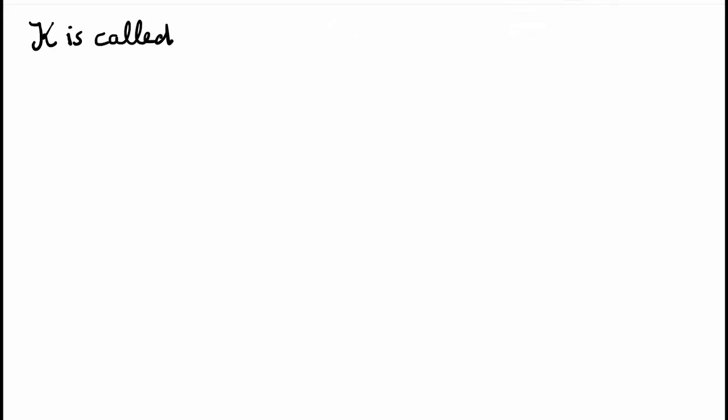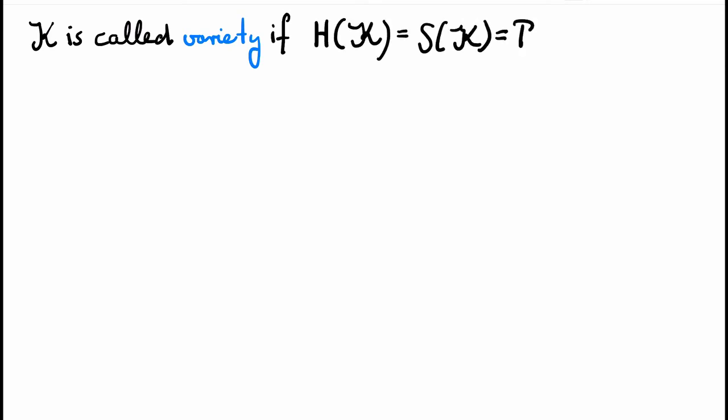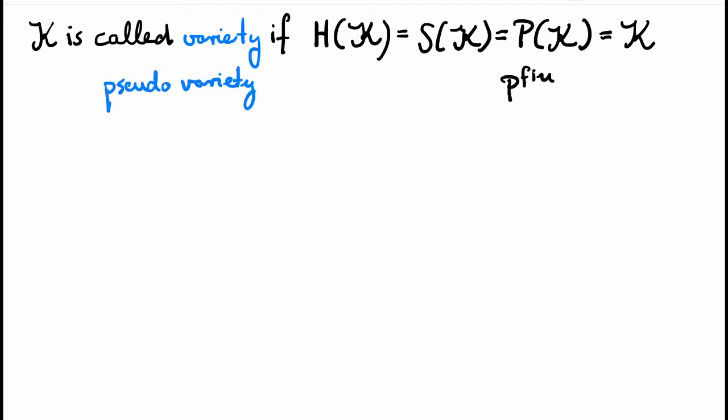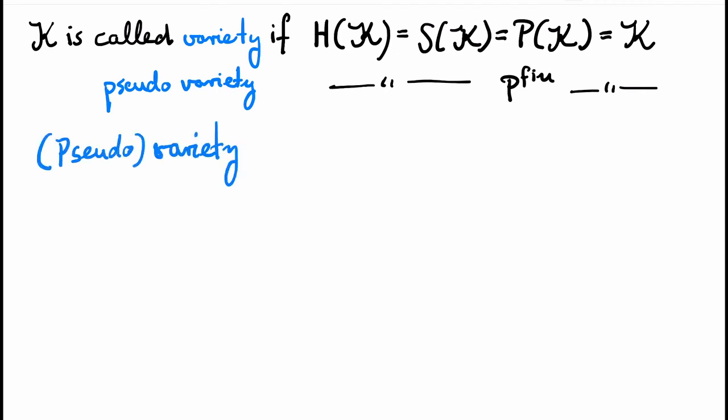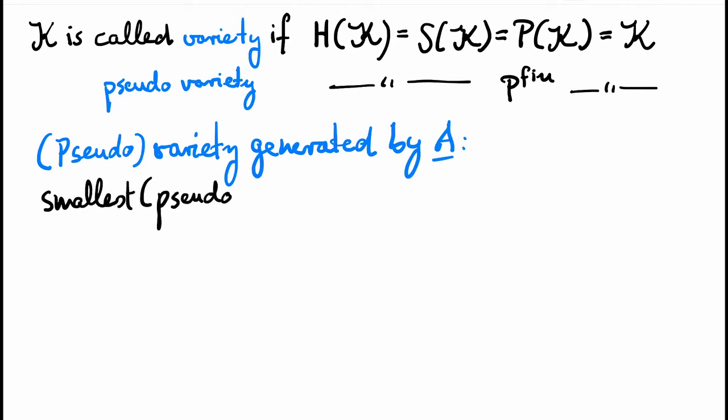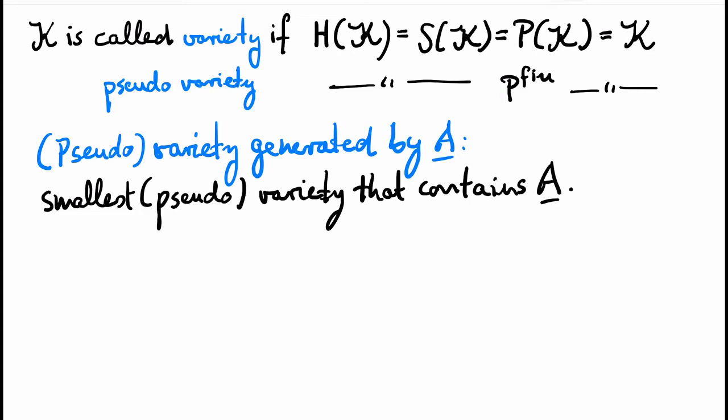A class of algebras with the same signature is called a variety if it is closed under H, S, and P. It is called a pseudo-variety if it is closed under H, S, and P fin. The variety generated by an algebra A is the smallest variety that contains A. We have a similar definition for pseudo-varieties. Note that the pseudo-variety generated by a finite algebra only contains finite algebras.